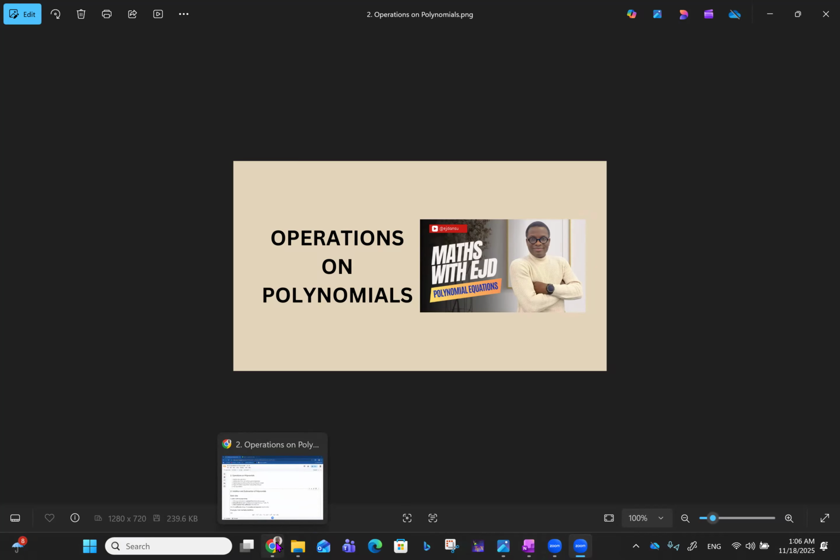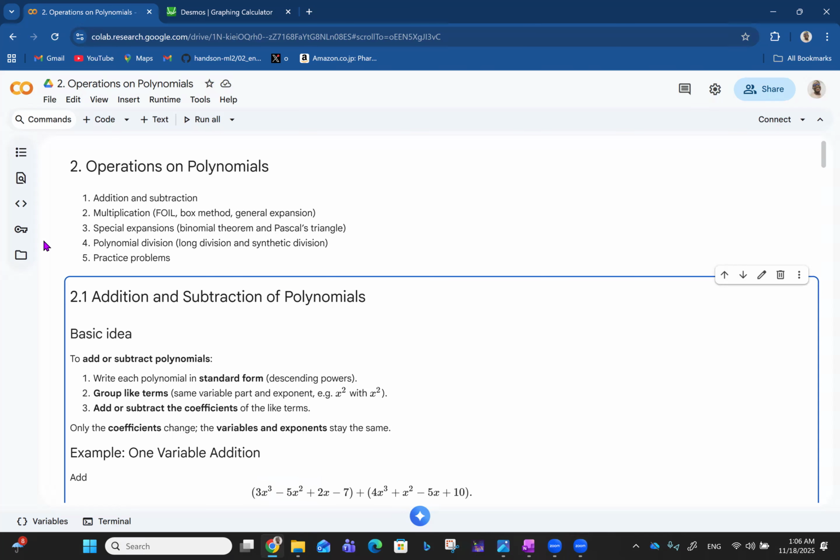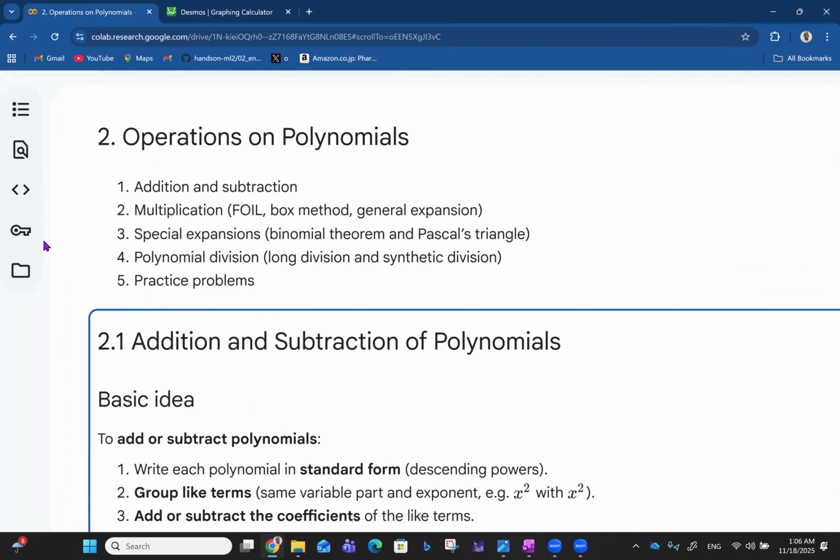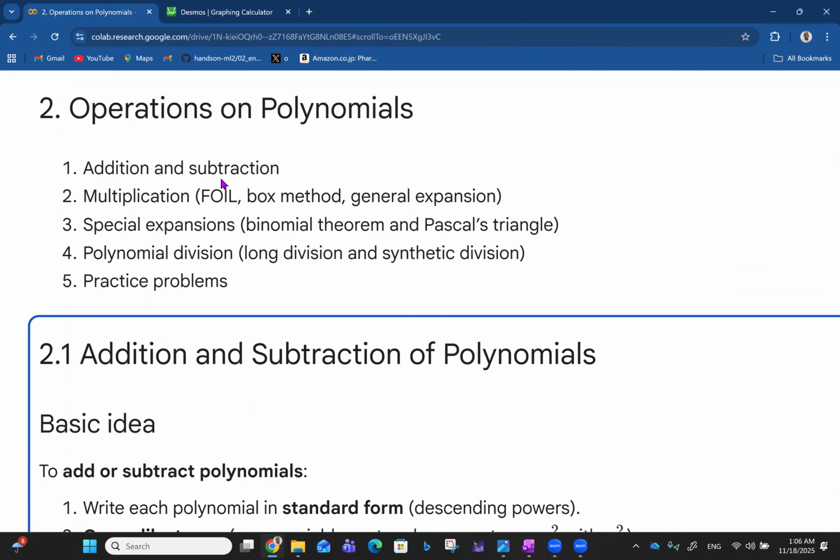Polynomials are basically algebraic expressions like we saw in the last video. So in this video, we'll be looking at operations on polynomials like addition and subtraction, multiplication using different methods like the FOIL method, the box method, general expansion, and all that. Then we'll look at special expansions like the binomial theorem and Pascal's triangle.